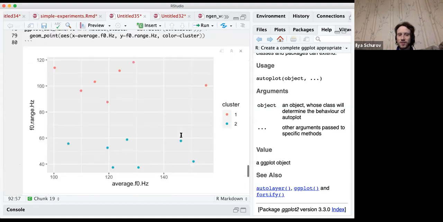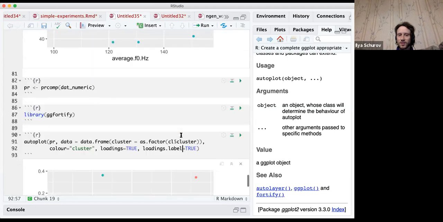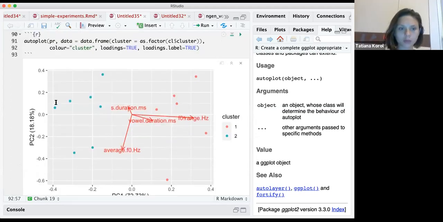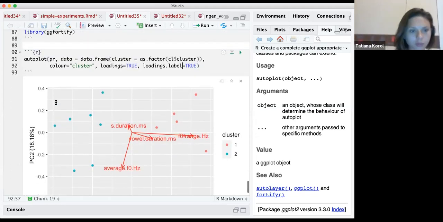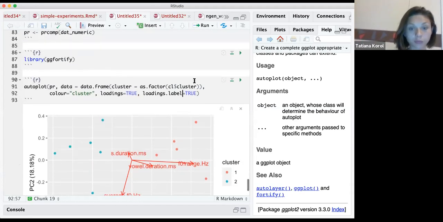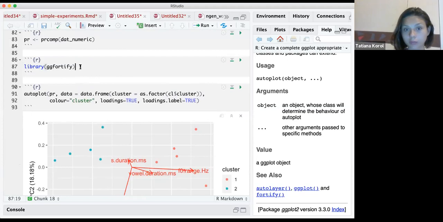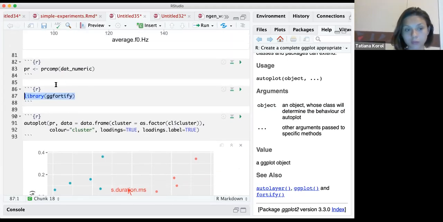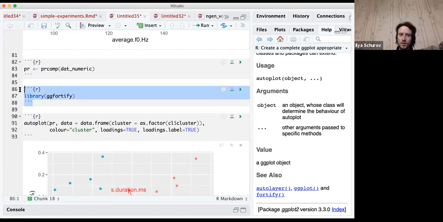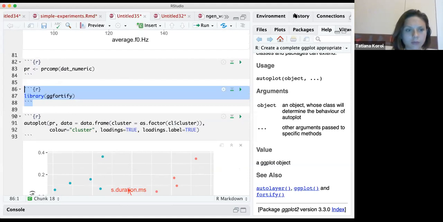Okay, thank you. But I have some problems. It doesn't work, and it's written that object of type prcomp is not supported by autoplot.numeric. Well, we did the same thing on the previous lesson. Okay, I see. Thank you. Sorry for interrupting.